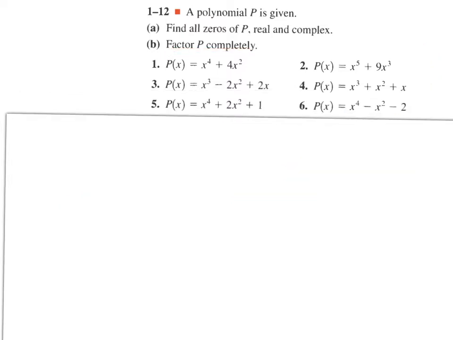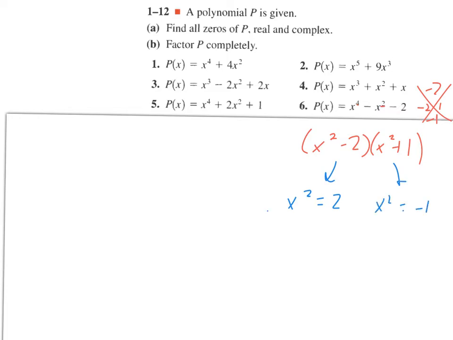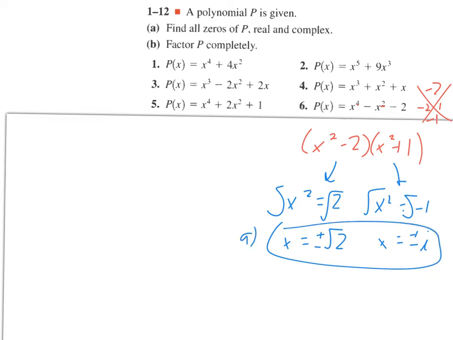Next up, number 6, I see that this is a trinomial. There's no GCF, but I see that it has this pattern of the second power being half of the first power. So I'm going to try to factor this, adding to negative 1 and multiplying to negative 2. So that's negative 2 and positive 1. It's just going to be x squared minus 2, and then x squared plus 1. If I wanted to find the zeros, I could just split these up and set them equal to 0. So this one would say x squared equals 2, and this one would be x squared equals negative 1, so I take a square root. This one would be x equals plus or minus rad 2, and this one would be x equals plus or minus i. And so those are my zeros for part A.